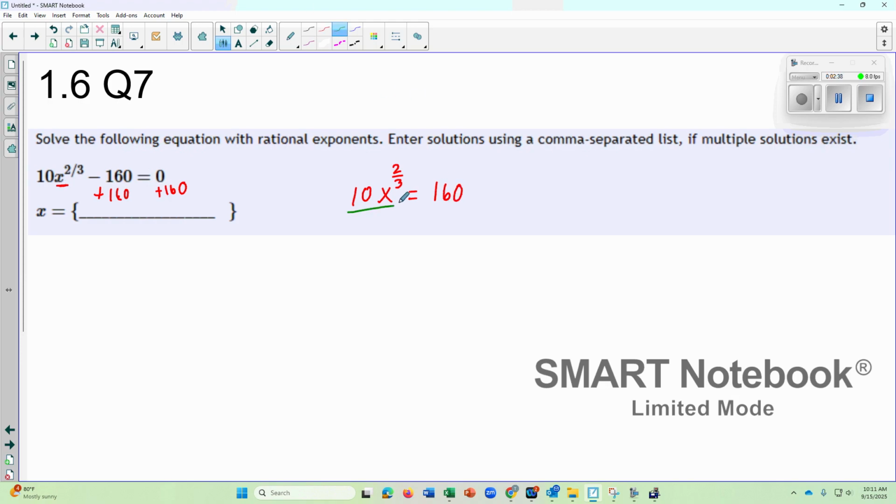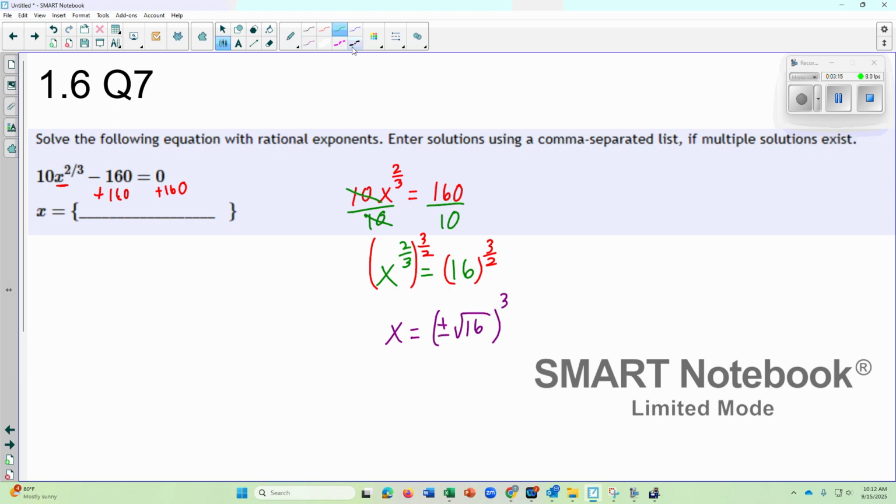And then we'll go ahead and divide both sides by 10. Okay. So we're going to get x^(2/3) = 16. And then we're going to raise both sides to the reciprocal, which would be 3 over 2. So technically that denominator is the root. So I'm actually square rooting both sides. So this is going to be one where I do have to put the plus or minus the square root of 16 and then raise to the power of 3.